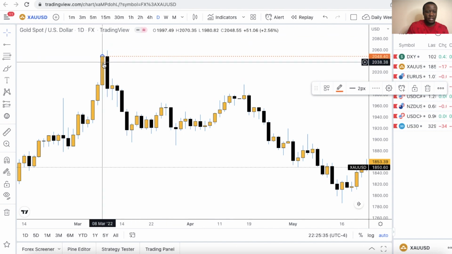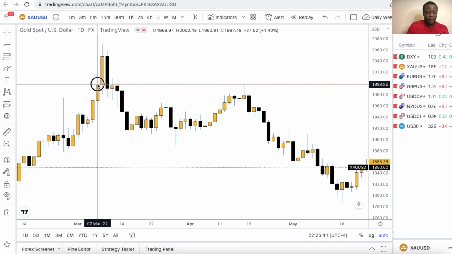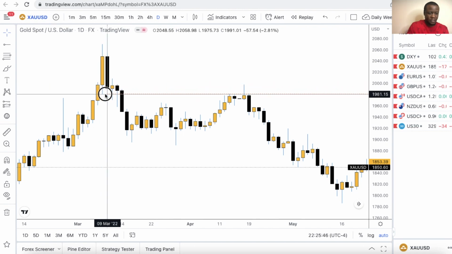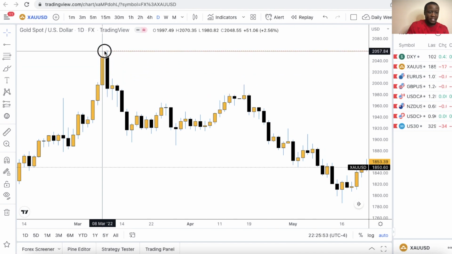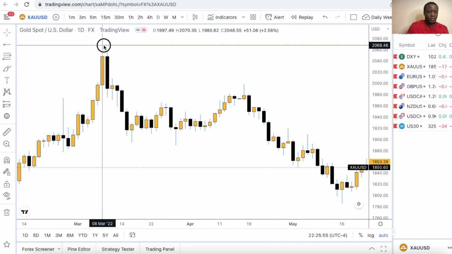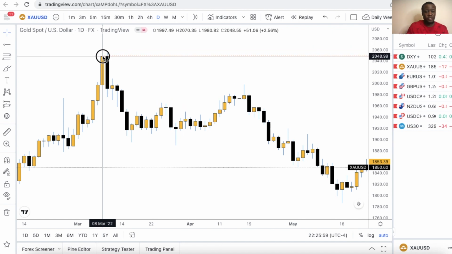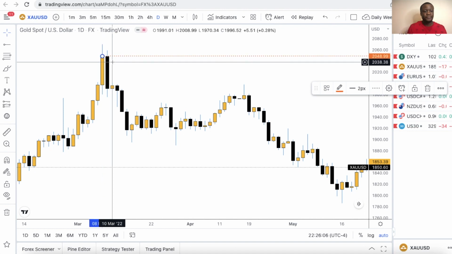And as I put it right here, you have 2048.55. So once again, you have the opening price right here, the retracement lower, which makes the low of the day, and then it makes the high of the day, and then retraces for the close of the day. So in a nutshell, that is a Japanese candlestick and how it works.